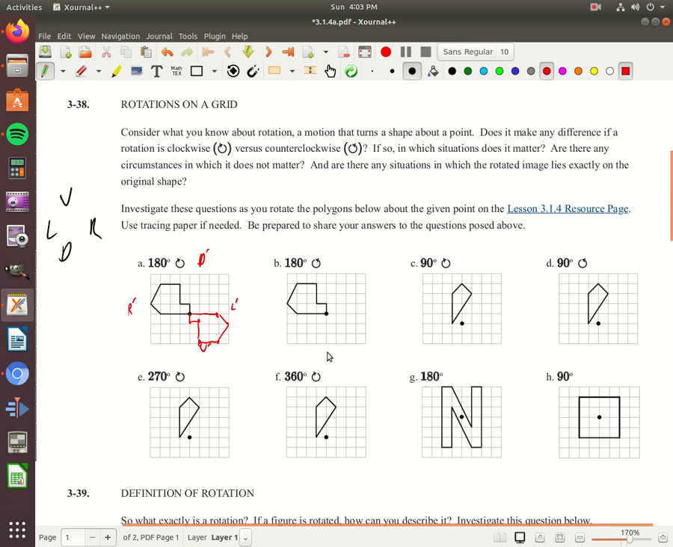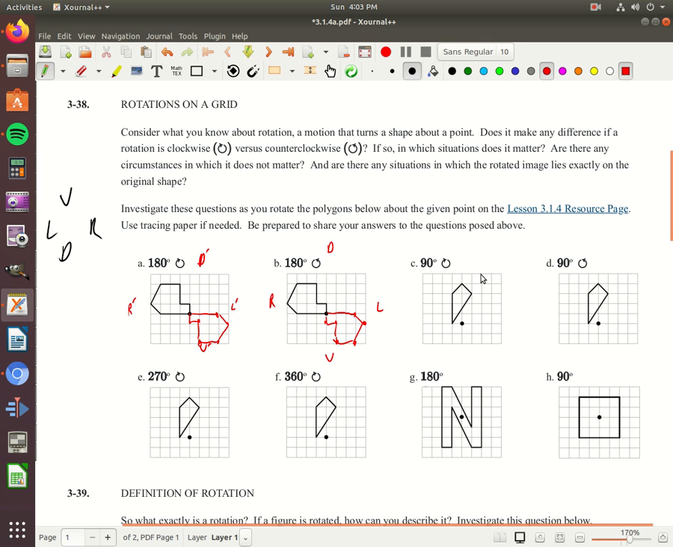Again, this will be my new up, this will be my new down, this will be my new right, and this will be my new left. Here I had to go up 1, so the new up. Here I had to go left 1 and up 1, so left 1 and up 1 will be right here. Left 1 and up 3. Left 3 and up 3. Here, left 4 and up 1. And here, just left 3. So I get something that looks exactly the same as A, which makes sense because a 180 doesn't matter.